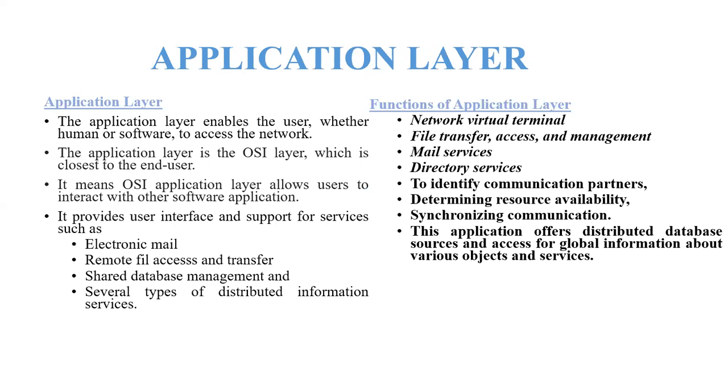Next comes the application layer, which is the topmost layer. The application layer enables the user, whether human or software, to access the network. It is the OSI layer which is closest to the end user. It means the OSI application layer allows the user to interact with other software applications. It provides a user interface and support for services such as electronic mail, remote file access and transfer, shared database management, and several types of distributed information services.